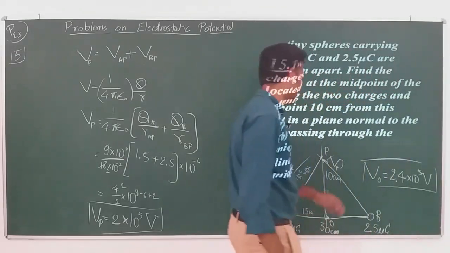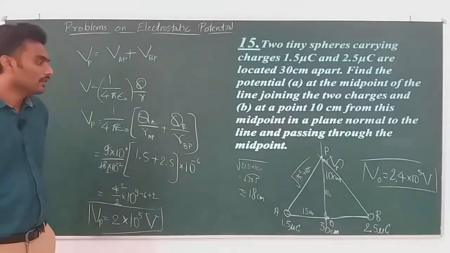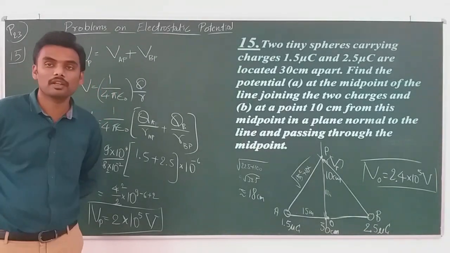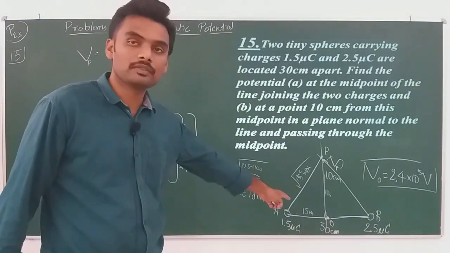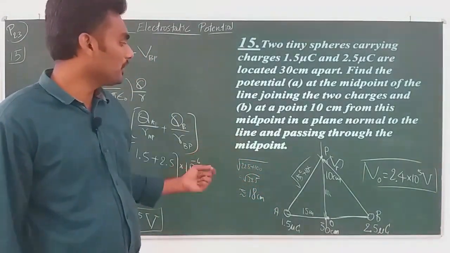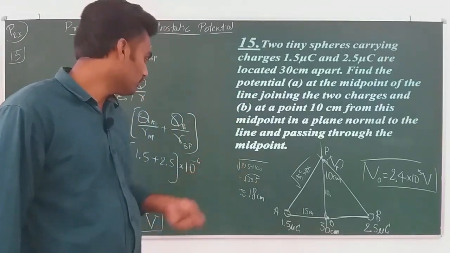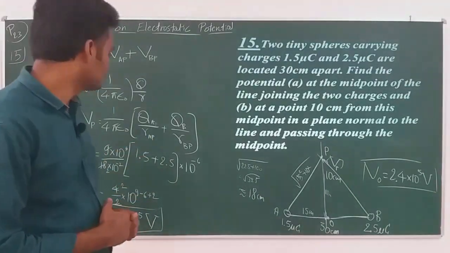Okay. So that is the potential at O, and potential at P is this much, 2 into 10 to the power of 5 volt. Good. Because potential at O has to be greater, right? Because point O is close to A and B compared to point P. That is why the potential at O must be greater than potential at P, and this is the value.